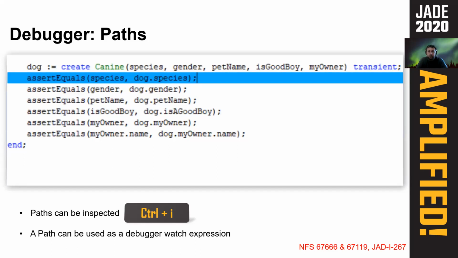The debugger has been improved to display the value of a path. An example of a path here is dog.species, dog.myowner.name, for example. So when hovering over an identifier or path, we display its name and value. Paths can also be inspected. So you can hit Control-I when hovering over a path to inspect that part of the path. And a path can now be used as a debugger watch expression as well.